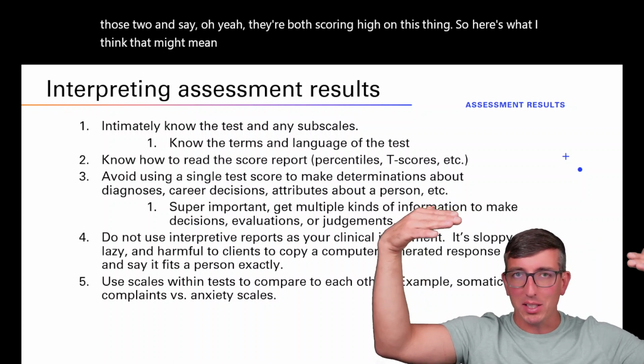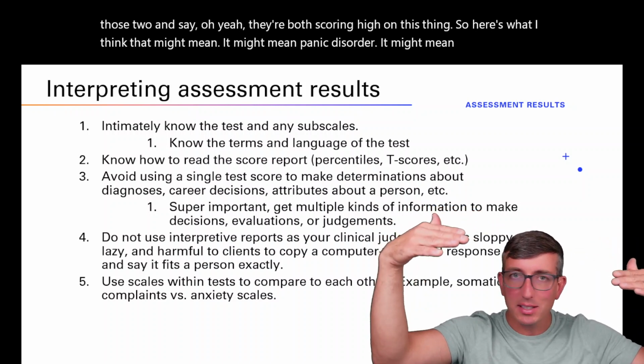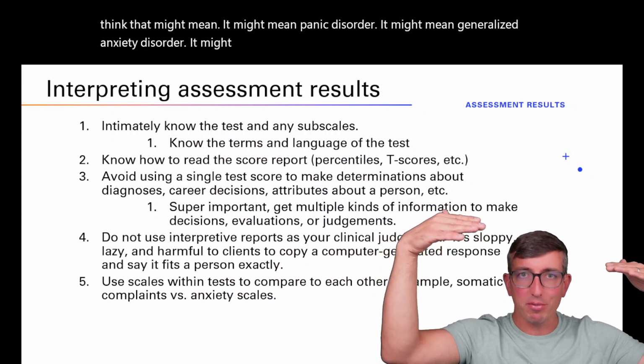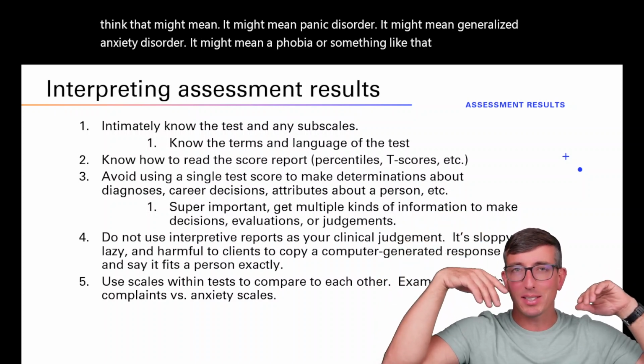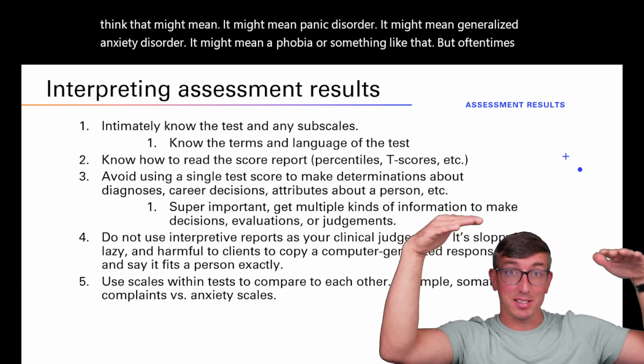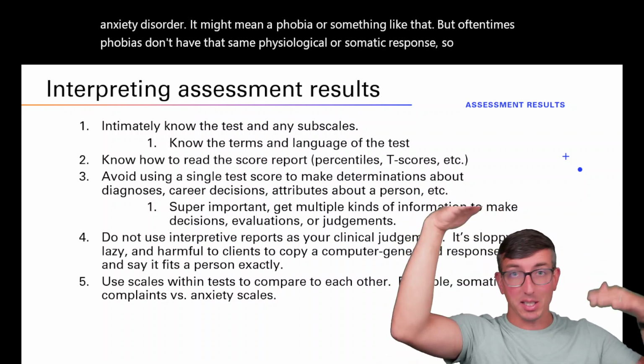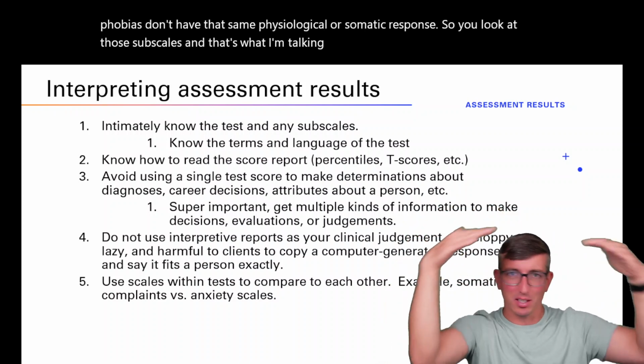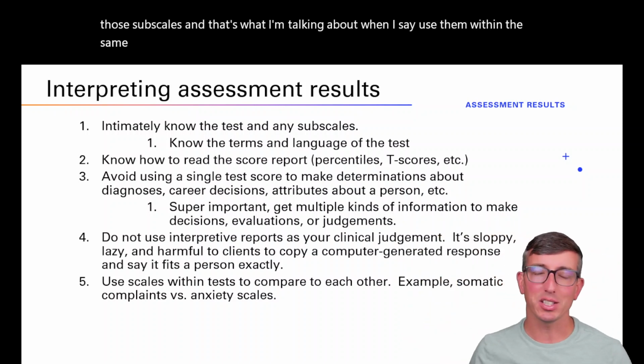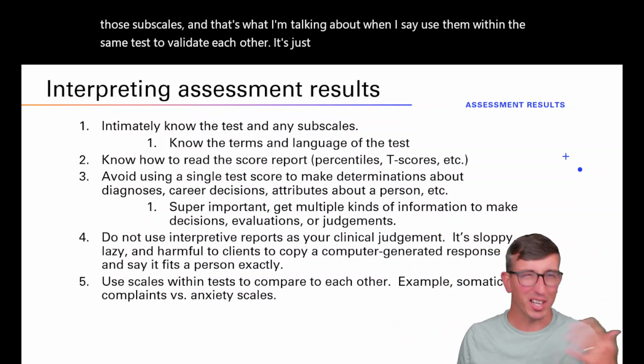It might mean panic disorder. It might mean generalized anxiety disorder. It might mean a phobia or something like that. But oftentimes phobias don't have that same physiological or somatic response. So you look at those subscales, and that's what I'm talking about when I say use them within the same test to validate each other. It's just another example of that triangulation stuff.